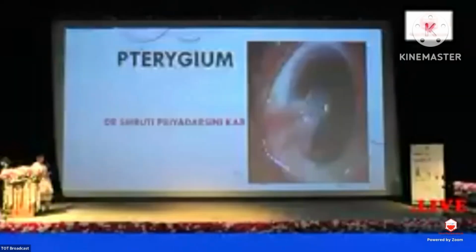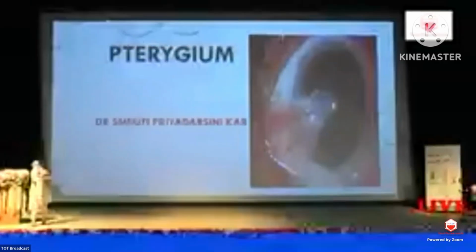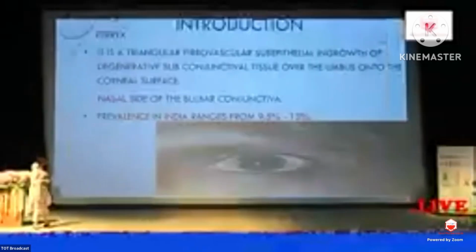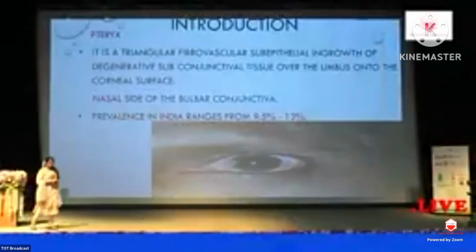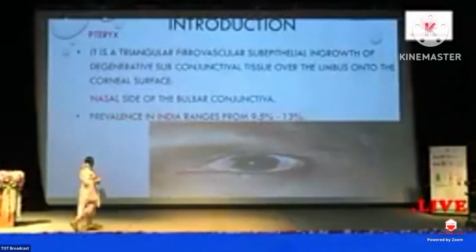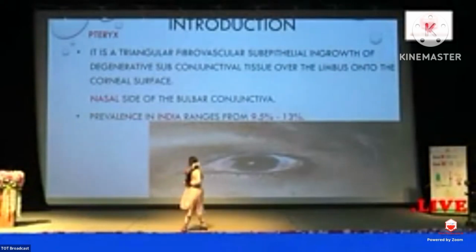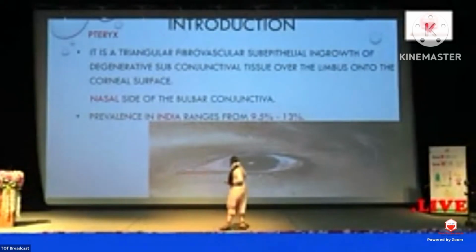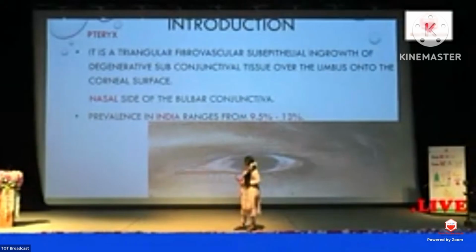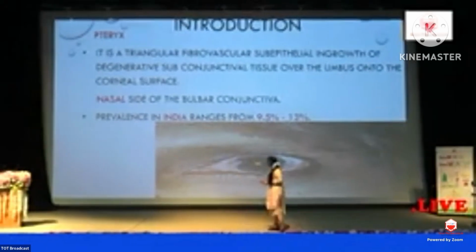Well, a very good morning to one and all present over here. I'm Dr. Smriti Priyadarshinikar, going to present on the topic pterygium. So coming to the introduction, it is derived from the word pteryx, which is the Greek word meaning wing. Coming to the definition, it is a triangular fibrovascular subepithelial ingrowth of degenerative subconjunctival tissue over the limbus onto the corneal surface.